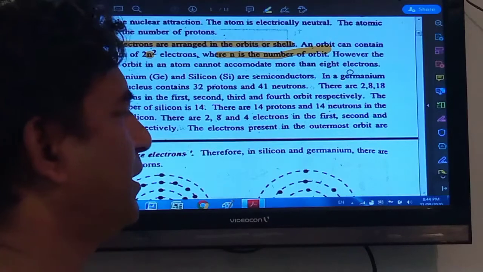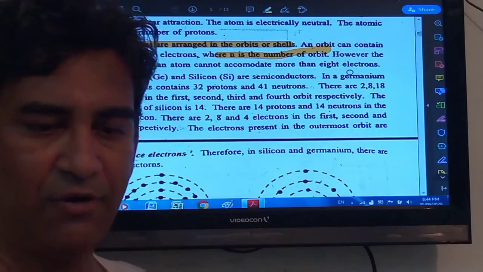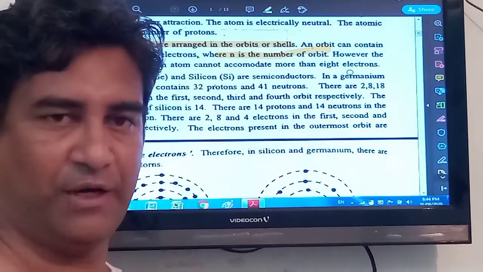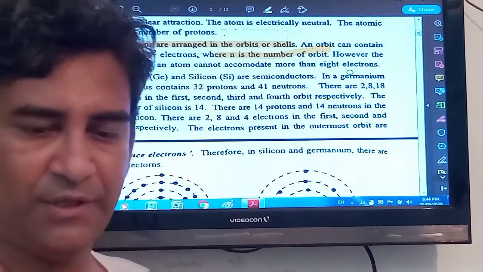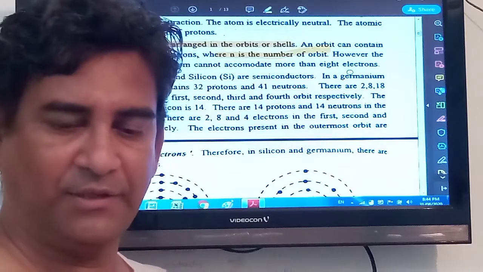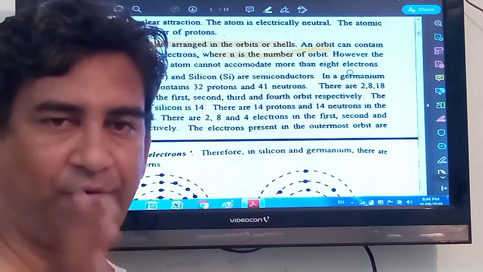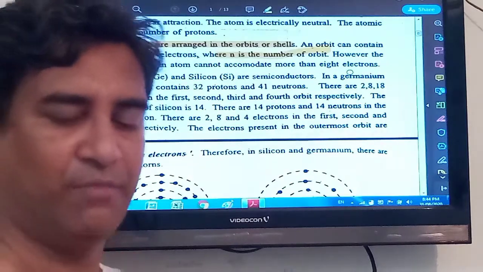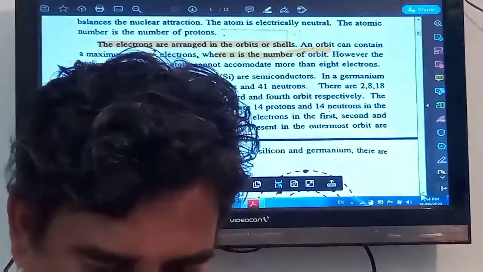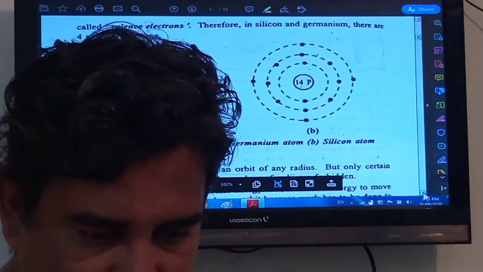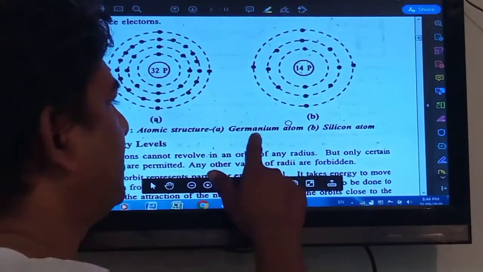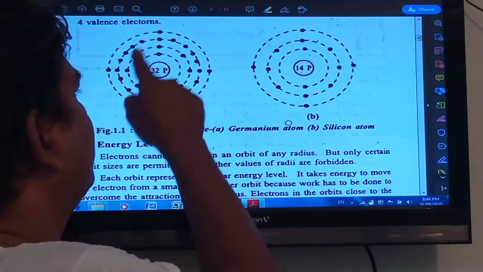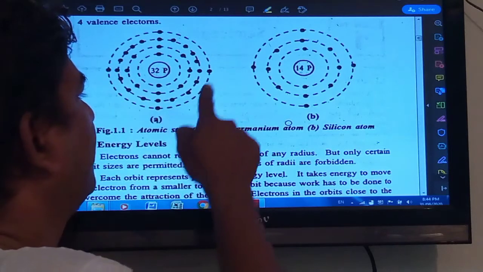The electrons in the outermost orbit are called valence electrons. Whatever electrons are present in the outermost orbit are the valence electrons. In silicon and germanium, there are 4 valence electrons in the outermost orbit. Here you can observe the diagram also: the atomic structure of germanium here, and silicon, with the first orbit, second orbit, third orbit and fourth orbit.